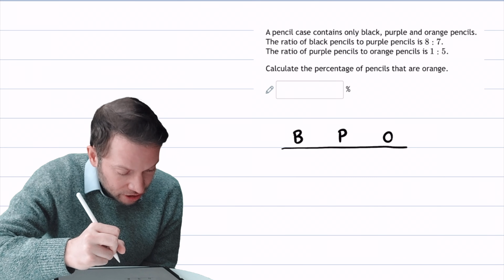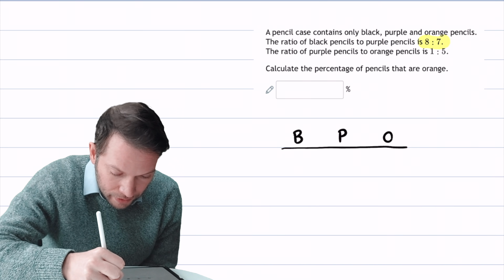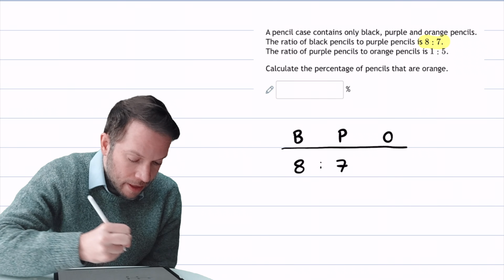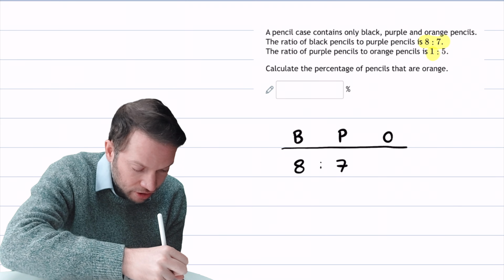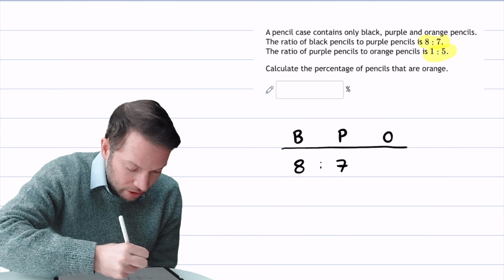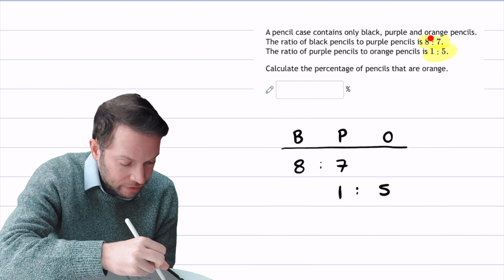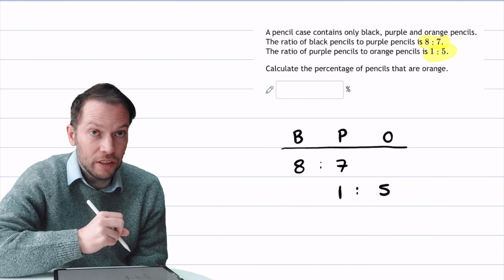And let's put in the ratios that we had. The ratio of black to purple is 8:7, like this. And then we've also got the ratio of purple to orange is 1:5. So purple to orange is 1:5. I'm going to put that on the next row. And notice that both these ratios have the purple in common. So this is a part of purple in each of those two ratios.